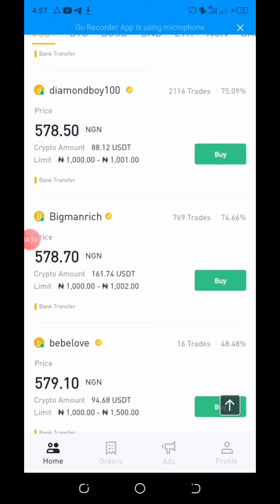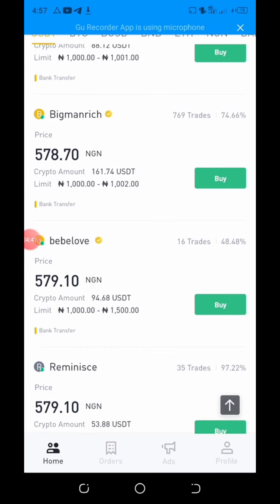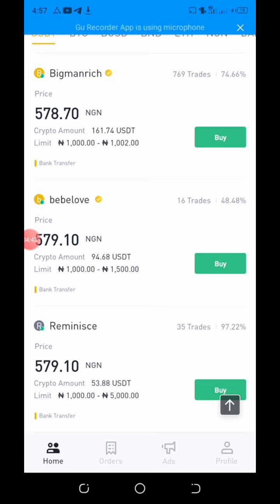Alright, so if you are not a verified merchant, to be able to post an ad you must have up to an 80% completion rate. Then, if you reach about 100 successful completed trades and maintain 90% plus, you can apply to be a Binance merchant and you'll be accepted.